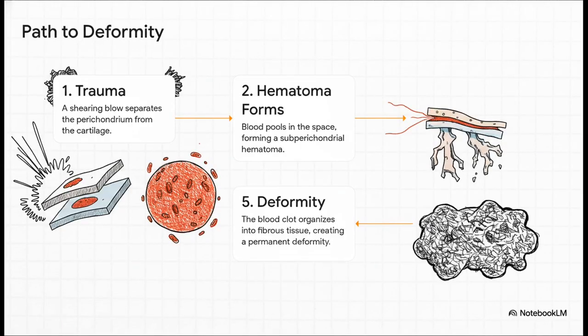It's really a domino effect. First, you get a shearing trauma, a blow that slides across the ear. This rips the perichondrium right off the cartilage. Next, blood starts to pool in that new space, creating what's called a subperichondrial hematoma.